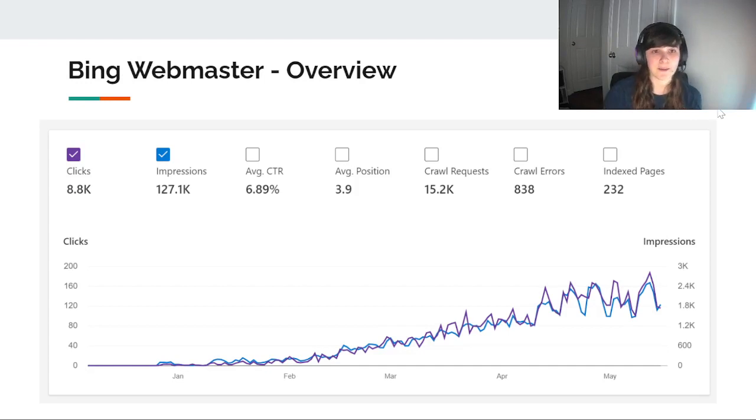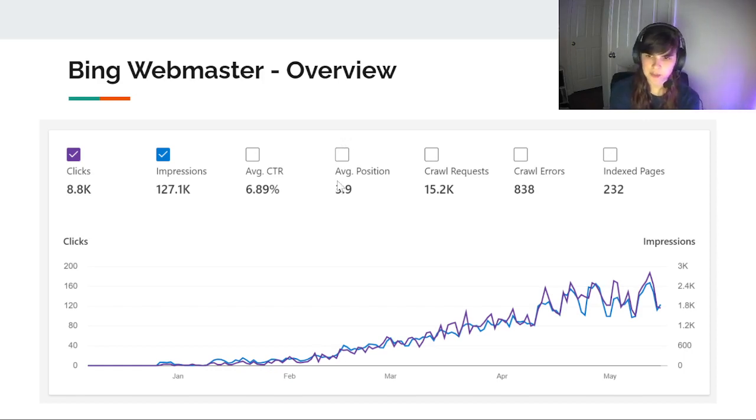On the Bing Webmaster overview, I have a total of 8.8 thousand clicks, which is pretty good with a click-through rate of nearly 7. With average position being 4, Bing really likes my content.